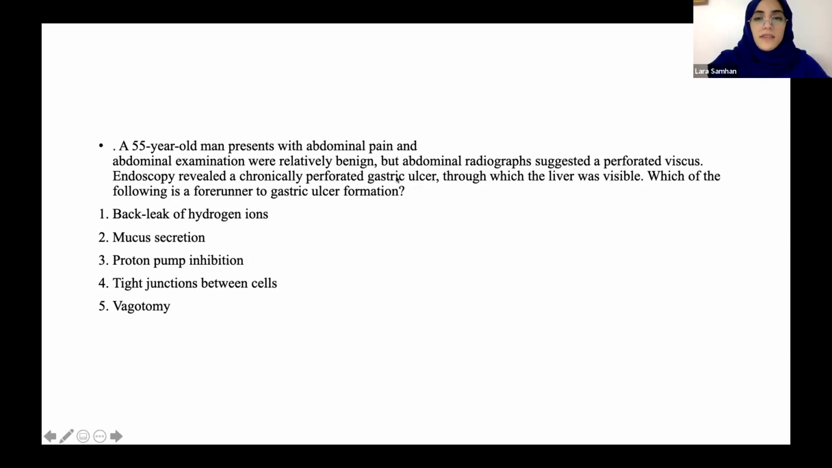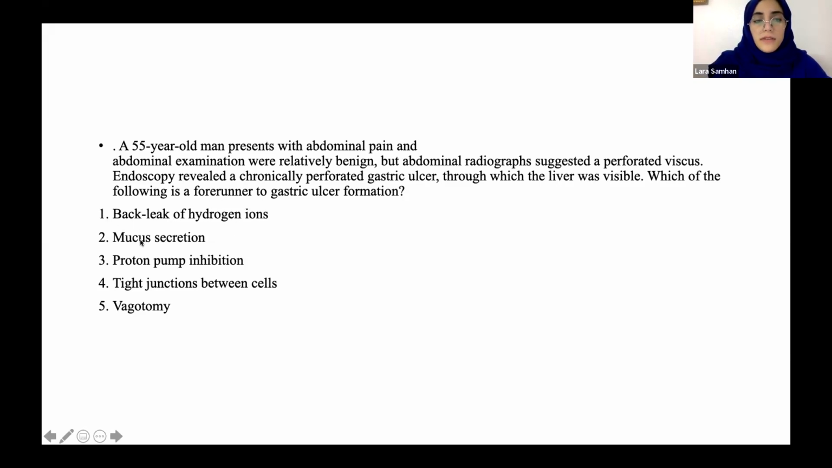Okay, so if we have a chronically perforated gastric ulcer, through which the liver was visible, which of the following is a forerunner to gastric ulcer formation? Of course, this will be a problem in the hydrogen ions, and the hydrogen ions are one of the causes for this ulcer to be formed, because we have abnormality in the barrier layer. So the correct answer is back leak of the hydrogen ions.